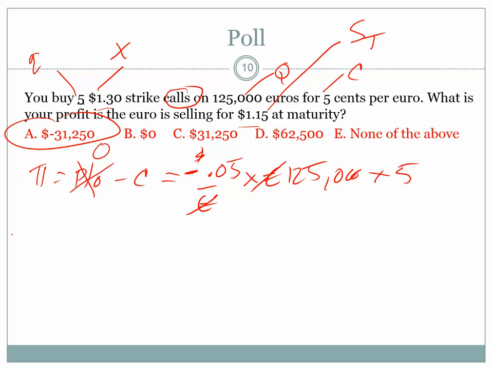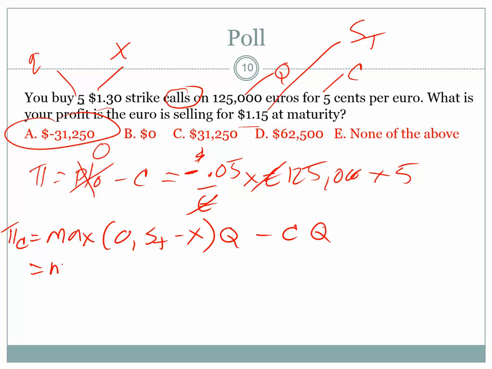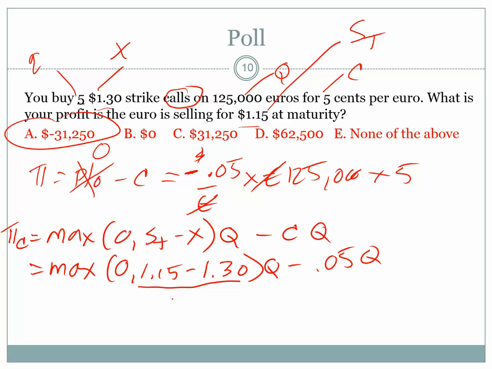Now the other way to do it is just mathematically. The profit of a call is the maximum of 0 or ST minus X, times the quantity, minus the cost times the quantity. So let's go ahead and fill in. The maximum of 0 or ST $1.15 minus the strike $1.30, times quantity, minus 5 cents times quantity. Notice this 1.15 minus 1.30, that number is negative 0.15.